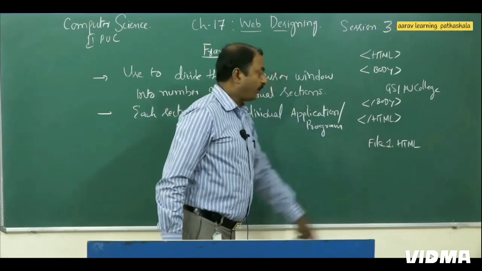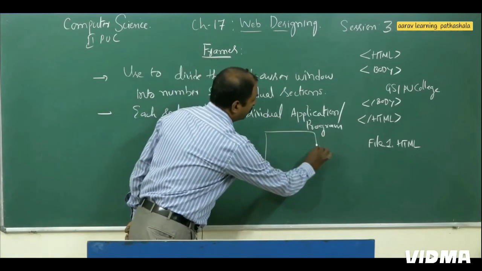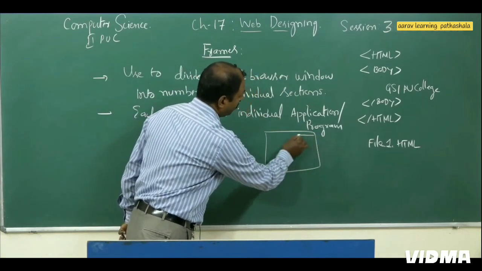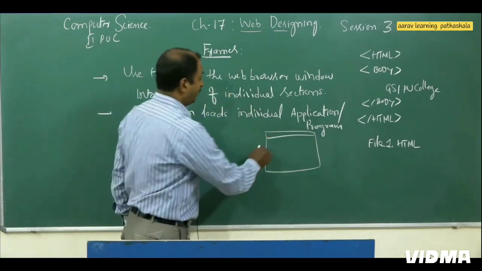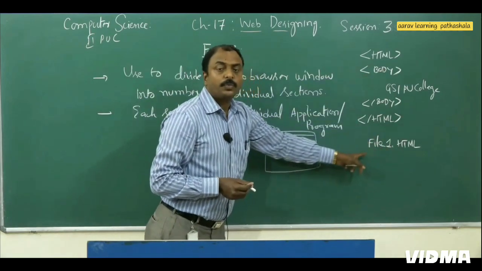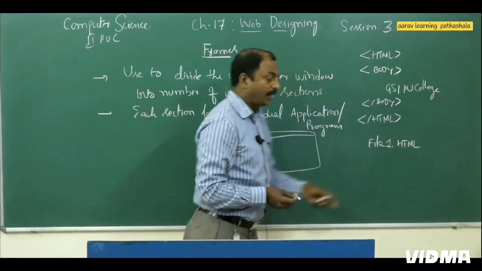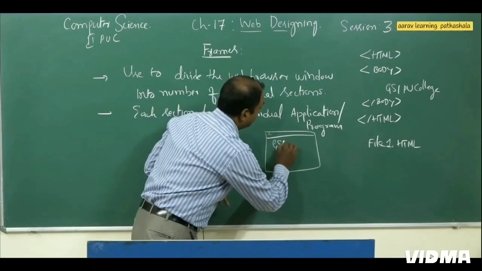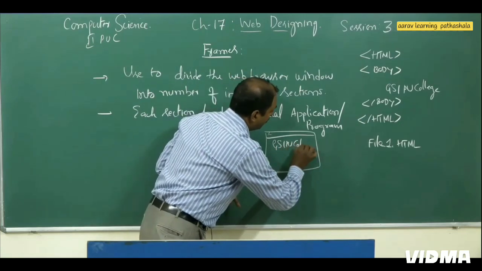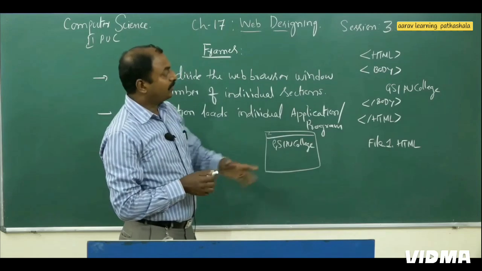So once you open the file, suppose this is your web browser window with the title here. What would be the output of this program? Here the content is GSIPU college. It will appear here, GSIPU college. So this is the output of this.